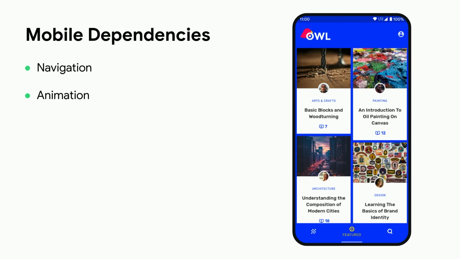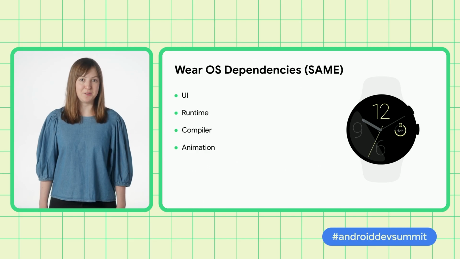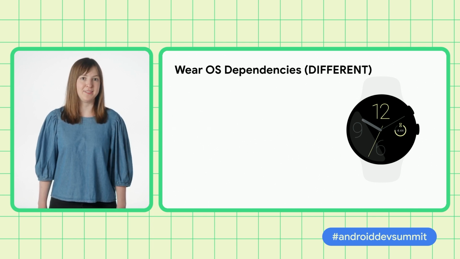Well, what about Wear? First, let's talk about what's the same. On Wear, you can use the same UI Compose dependency as you would in mobile, and the Runtime, Compiler, and Animation dependencies are all the same. A lot of the other stuff is the same too, like the tools and the Compose philosophy, like data down, events up. Okay, so what's different?